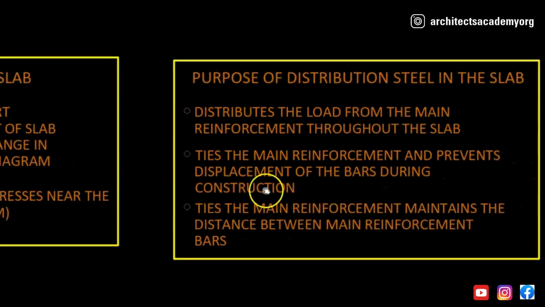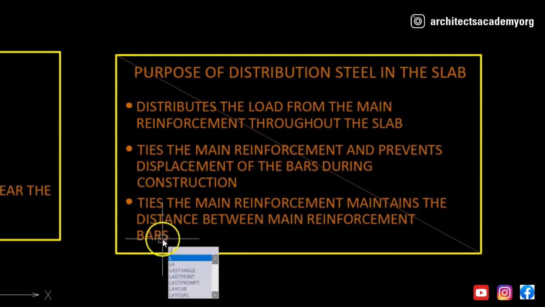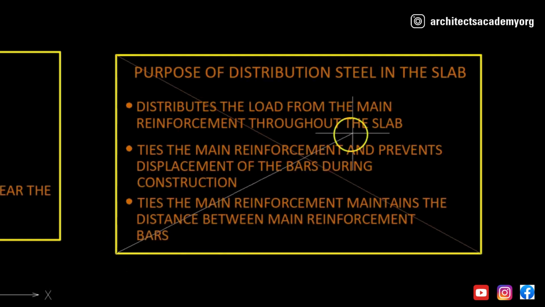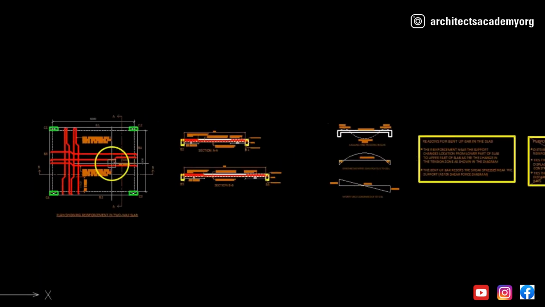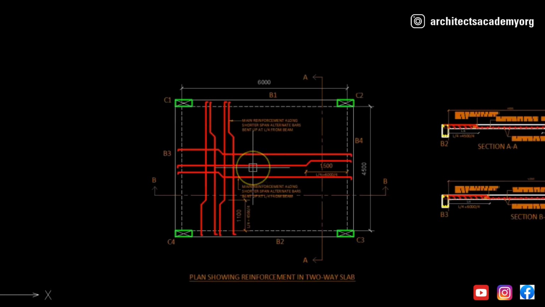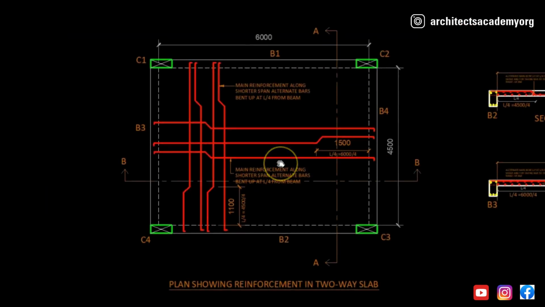Now the next thing which we had seen was related to the one-way slab. This particular thing will not apply here. This is not applicable for the two-way slab, because the simple reason is that there is no distribution steel in this slab. So I hope the drawing for the two-way slab is clear to you.